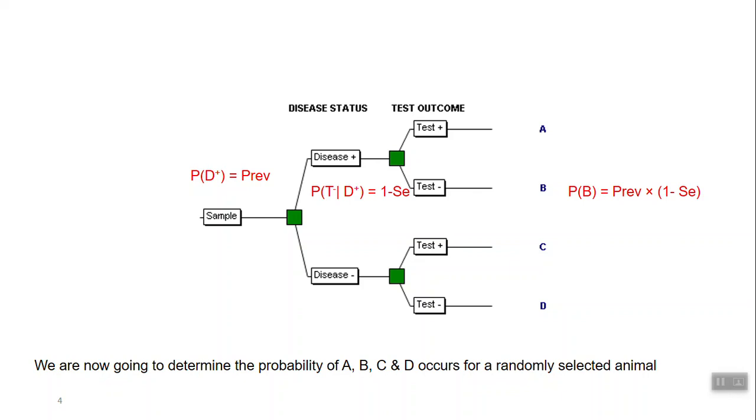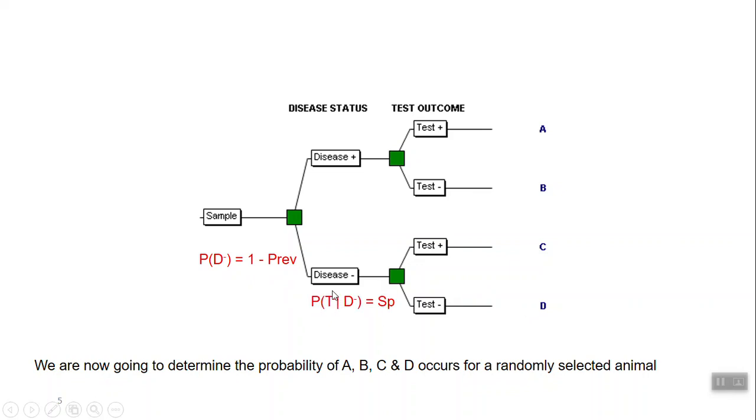Alright, so let's move on to look at D and C, where we are now focused in on the disease negative branch. And so we can be 1 minus the prevalence, because you're either disease positive or you're disease negative. And then the probability of D is going to be the probability you test negative conditional on you having disease, which is a fancy way of asking for the specificity of the test. So again, the probability of disease is 1 minus the prevalence multiplied by the specificity.